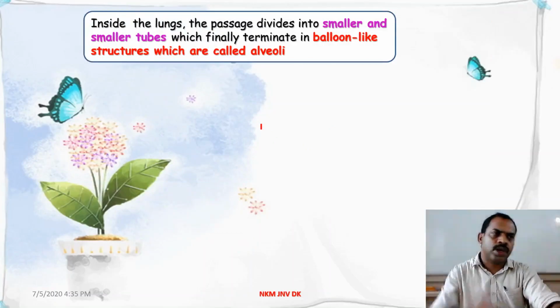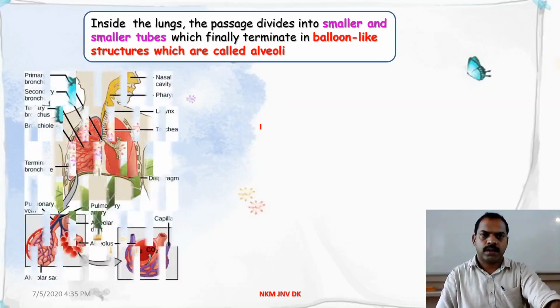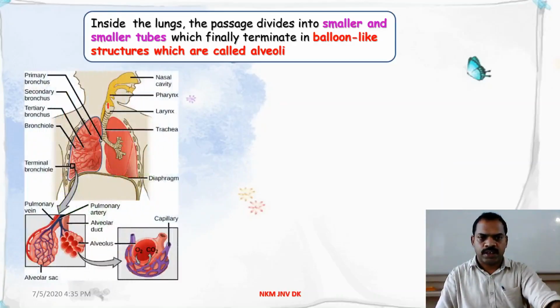Now, once the bronchi are inside the lungs, you can see here the trachea, the bronchi branching into primary bronchi, secondary bronchi, tertiary bronchi, then ending up with a minute pipe-like structure called bronchiole. The terminal bronchioles end up with alveolar sacs.